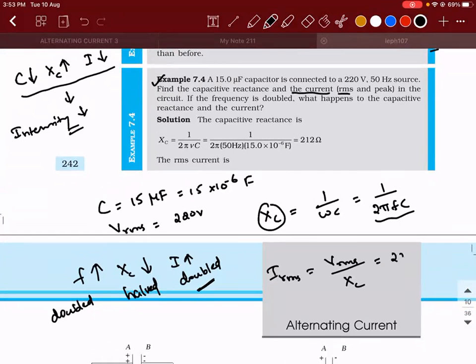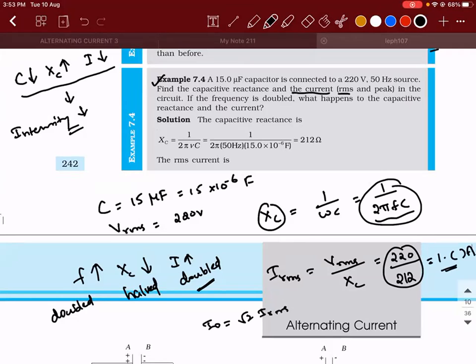So VRMS is 220 divided by XC. How much is XC? XC will get a value from here, which is 212. It will be 1 point something. Okay, those many amperes. Now peak value, how will you find? I naught will be equal to root 2 times IRMS. That's it. Yes, sir, understood.